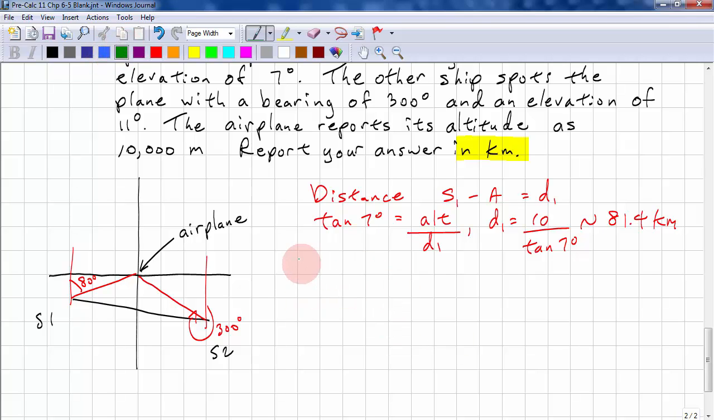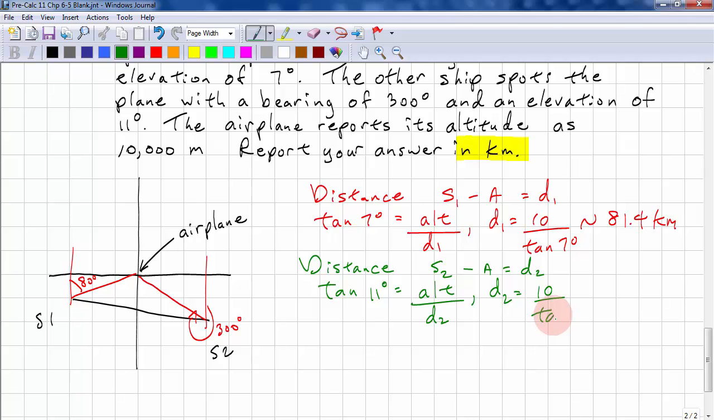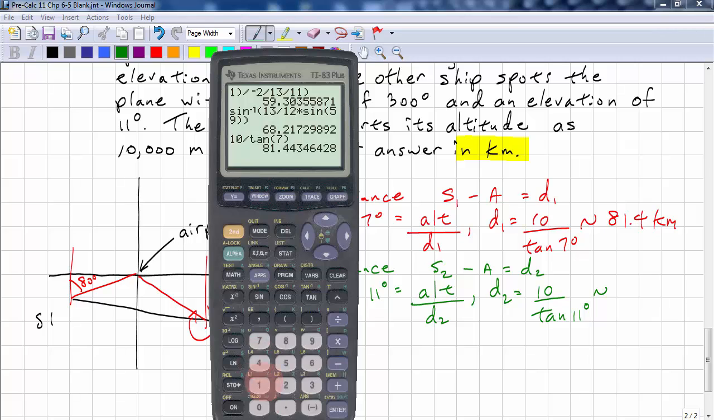Let's calculate the other distance between S2 and the airplane. So tan 11 degrees equals the altitude divided by D2. Therefore, D2 equals 10 divided by tan 11. And that is approximately 51.4 kilometers.